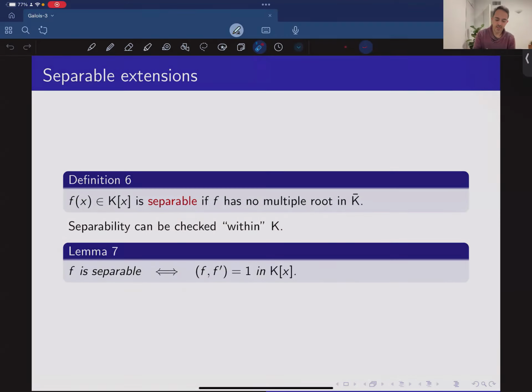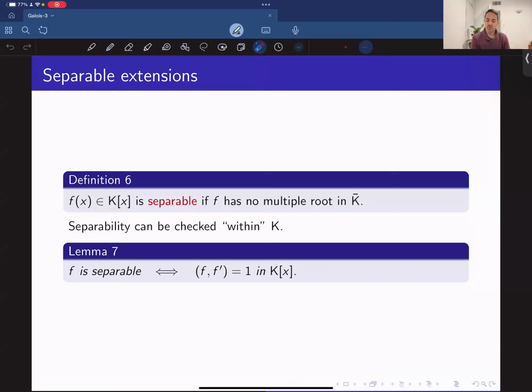So hi everyone, in this short video I'm going to remind us all of the basic definitions and results about separable extensions. We start with the definition of separability of a polynomial. Say you have a polynomial f over some field k.